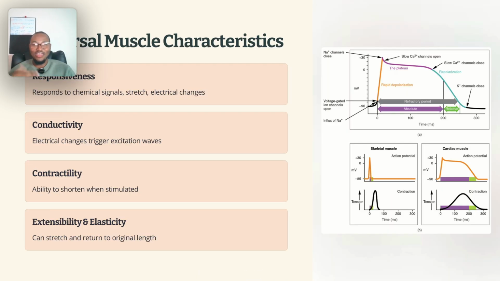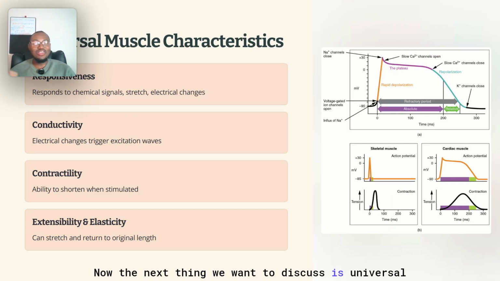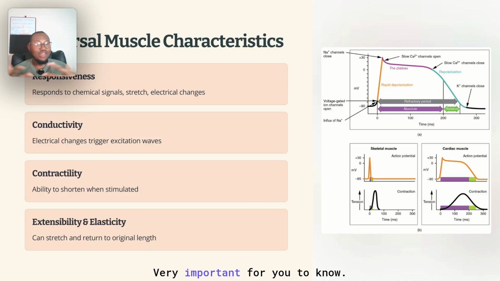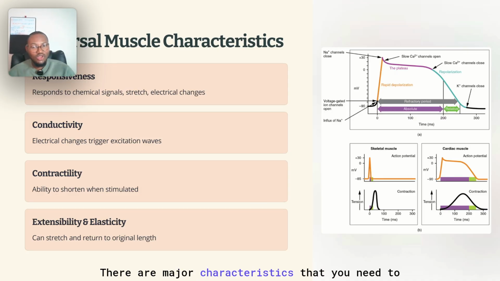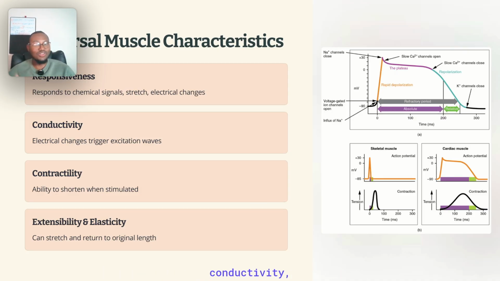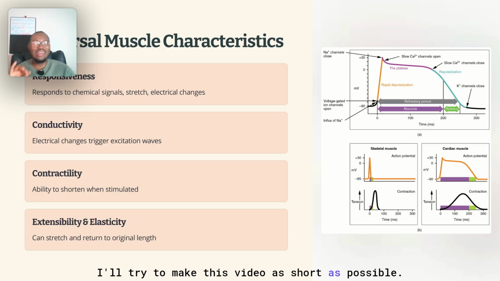All right? Now, the next thing we want to discuss is universal muscle characteristics. Very important for you to know. There are major characteristics that you need to know, like responsiveness, conductivity, contractility, extensibility, and elasticity. Very important for you to know that muscles respond to stimuli, of course. They respond to electricity. All right? They can easily be excited. If I touch you, if you get excited, you contract, right? So that leads us to contractility. The same thing with extensibility and elasticity. I'll try to make this video as short as possible.